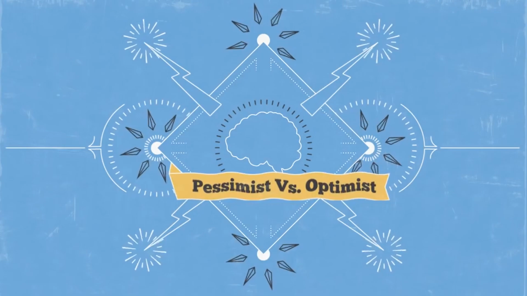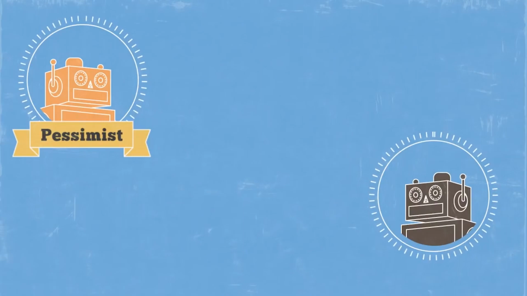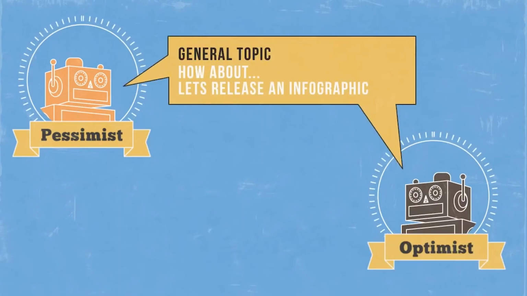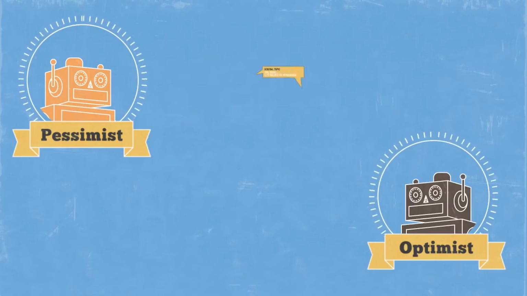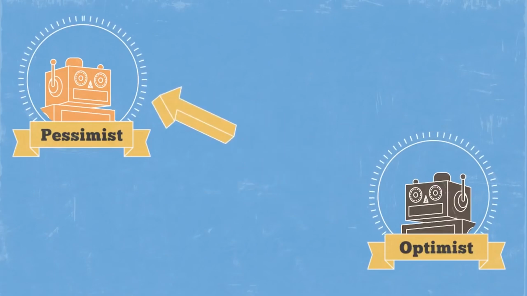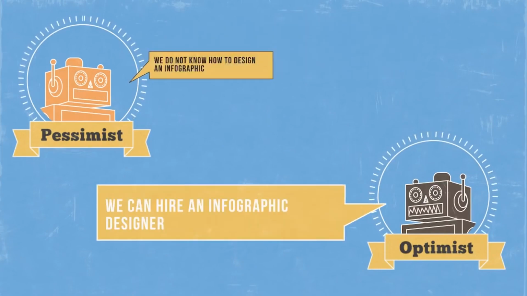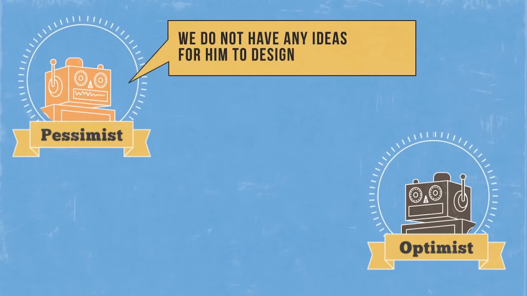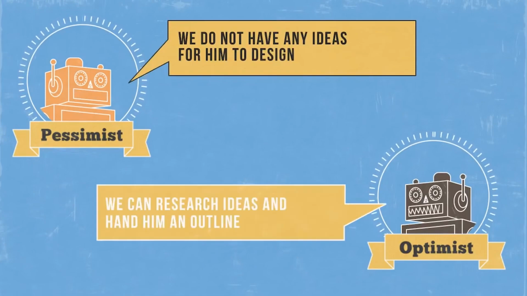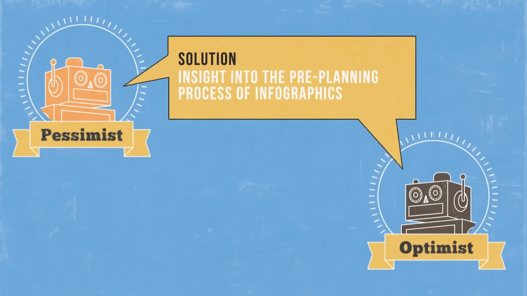Pessimist versus optimist. Find a creative solution for ideas from the conversation between a pessimist and an optimist. Start off a general topic of conversation with the phrase, "How about?" Then challenge the starting comment with a pessimistic response, followed by the optimist providing his answer to the pessimist's comment. For example, We do not know how to design an infographic. We can hire an infographic designer. We do not have any ideas for him to design. We can research ideas and hand him an outline. by building upon each other's responses, a general idea can evolve into a more focused, relevant one.